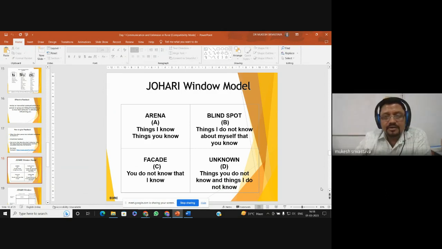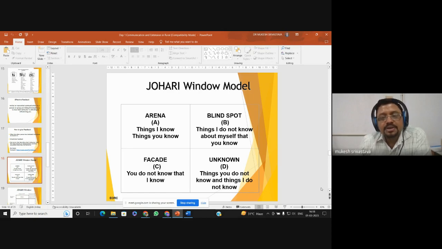Okay. There was a psychologist, Henry, in 1968. He gave the Johari window model that talks about personality traits. There are basically four quadrants of the personality existing in every human. First is arena, another is blind spot, another is fake it, and the fourth is unknown.